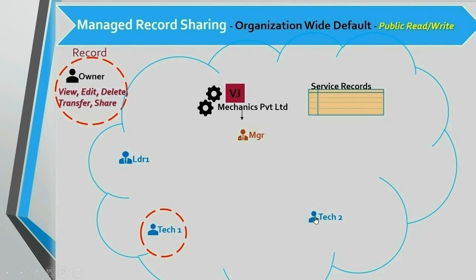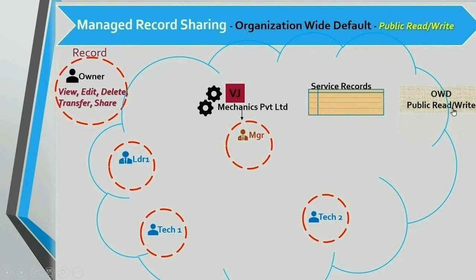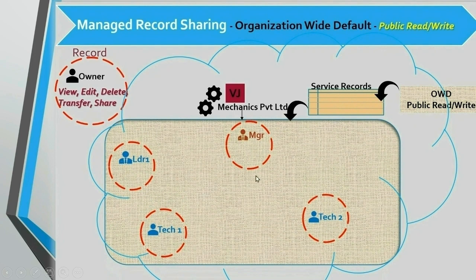We would see that effect. Let's create one record for each user, and now let's see what would be the effect of OWD, that is public read write, on these created 4 records. When we select OWD as public read write on this service record, Salesforce will apply the read write access of MGR1's created record to be shared to LDR1, Tech1, Tech2.